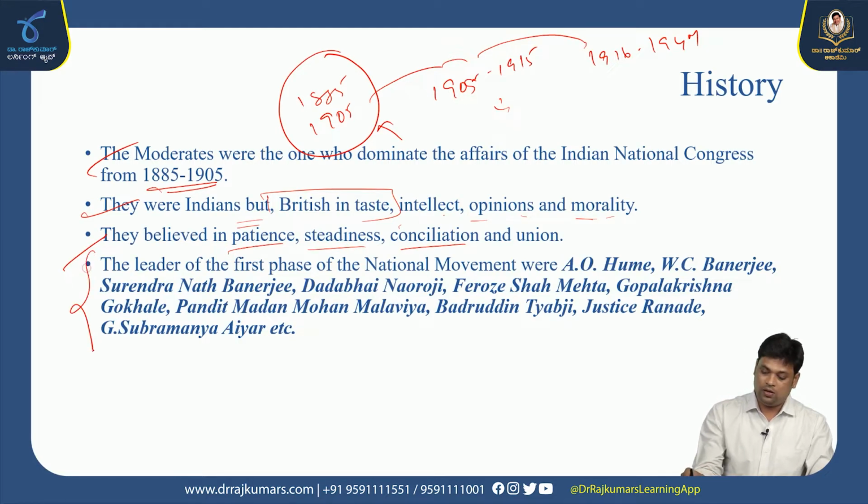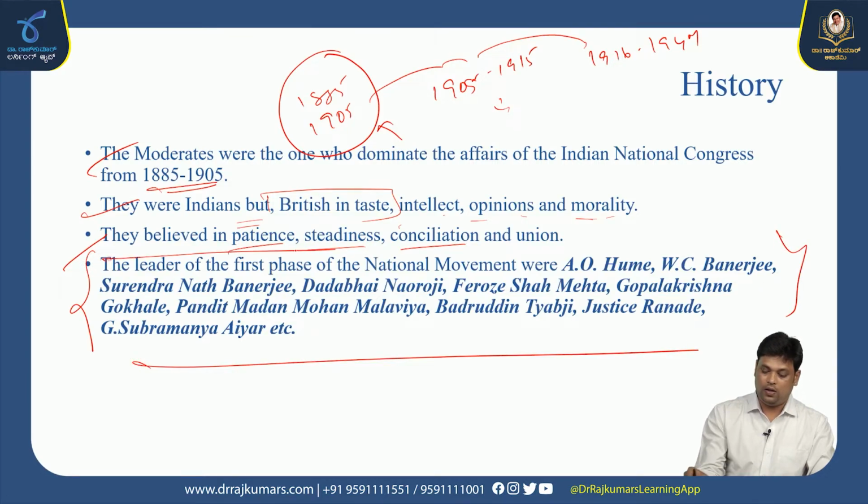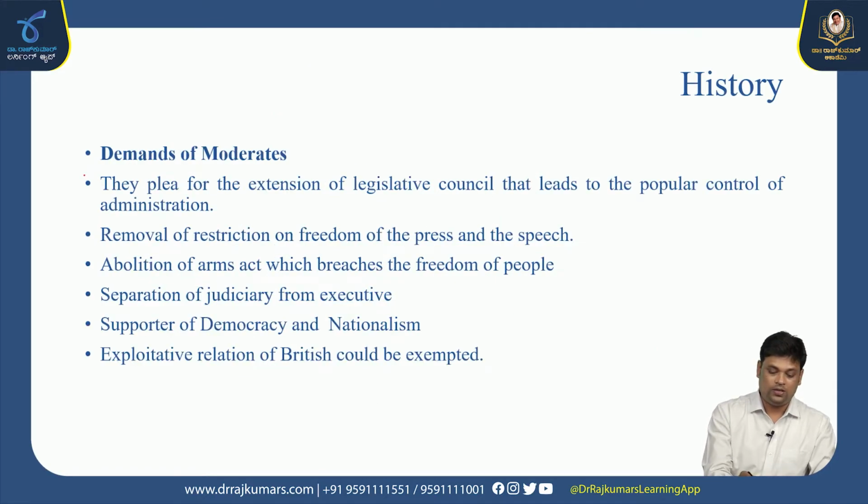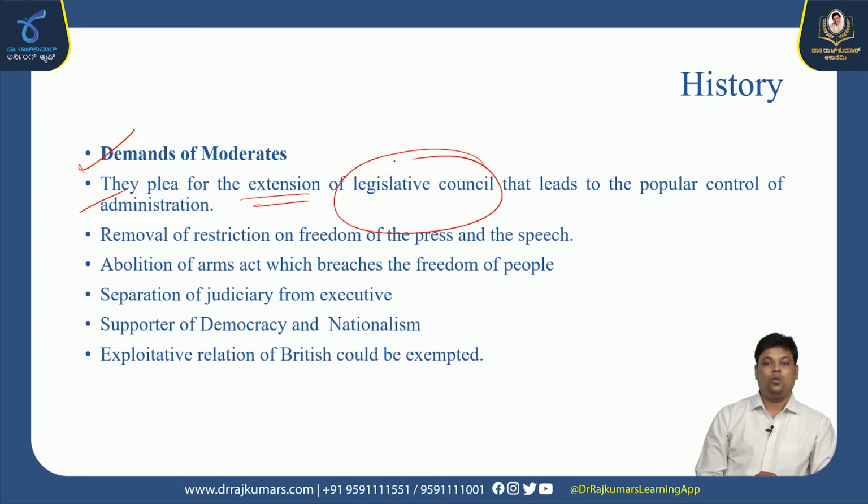Just read this particular point. All the popular leaders come under the category of moderates. What were their demands? They wanted to approach the British only by writing petitions, holding public meetings, demonstrations, pamphlets and leaflets. They wanted an extension of the legislative council, with popular control of the administration. They wanted an expansion of the legislative council and the inclusion of Indian members as well.